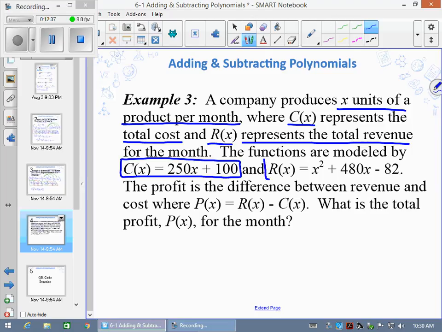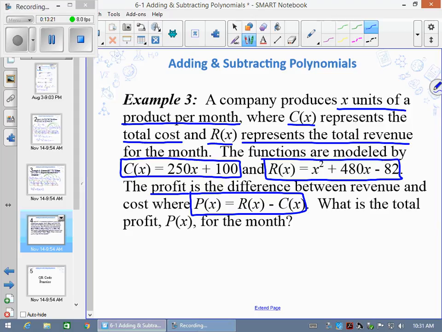They tell me the profit is the difference between revenue and cost. So if P of x is my profit, profit can always be found by taking your revenue, which is what you earn, and subtracting your costs. So, for example, if you were to sell holiday mugs, and it cost you $2 to buy the materials to make the mug, and you sold them for $10, your revenue is your $10, but you spent $2 to make them, so your profit would be $8. So profit is your revenue, what you earn, minus the cost that it takes you to make.